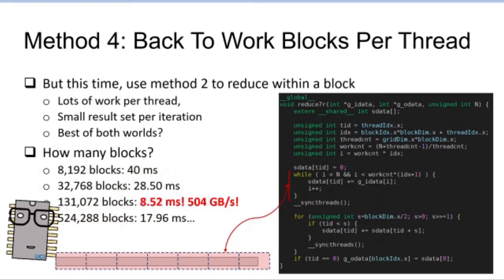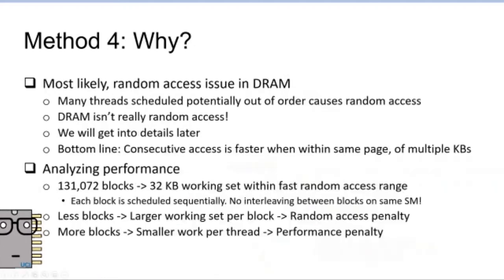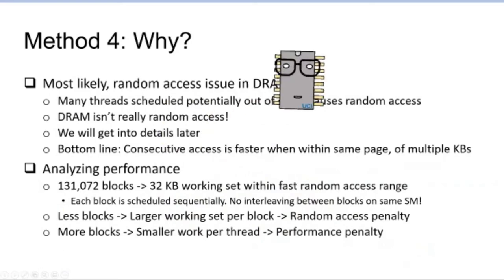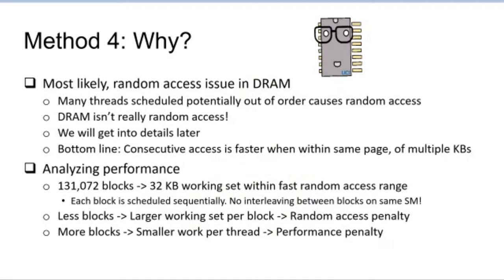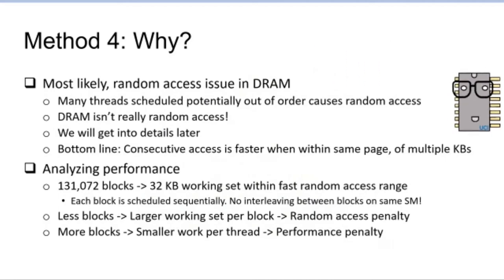But if you keep increasing the numbers, performance starts getting bad again. So why is this happening? And is there a way to avoid this fickleness in terms of performance? That is the next question. I haven't been able to do a very deep analysis into why, but most likely the performance issue comes from the random access performance of DRAM, which at face value sounds very strange, because the R in DRAM is random; DRAM is dynamic random access memory.